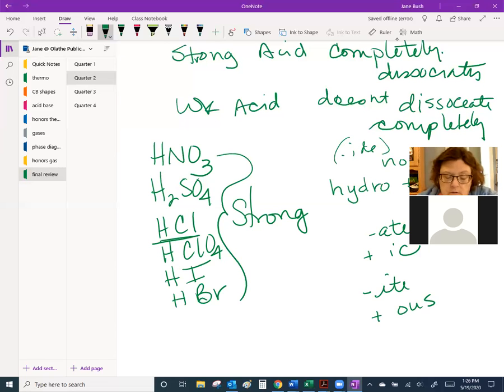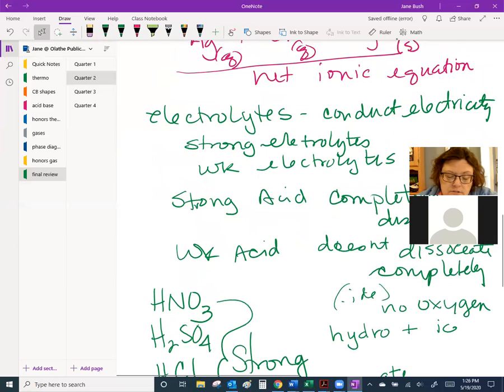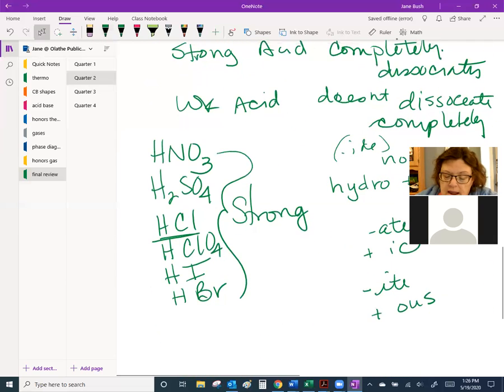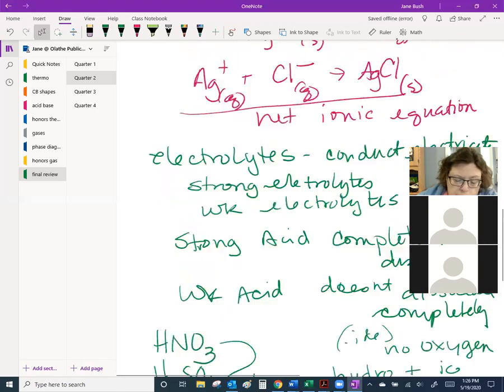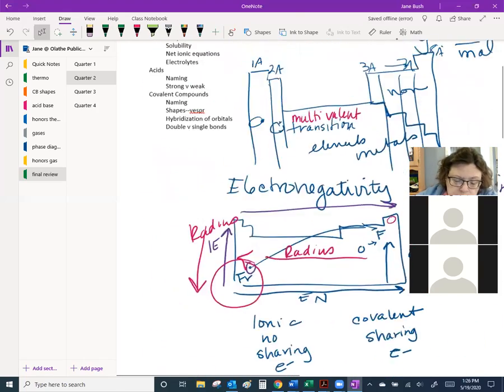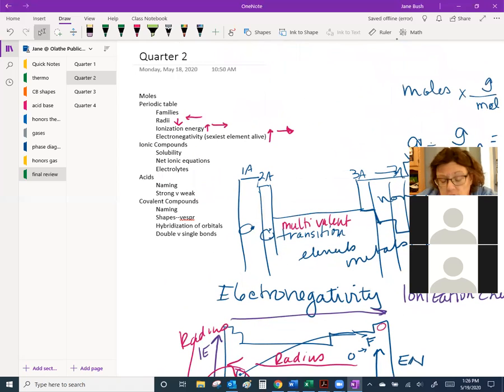Okay, so questions about electrolytes and acids? Nobody? Okay. Will we have to name the acids? No, I don't think there was an acid naming, but you have to know which is a strong acid and which isn't. Okay. All right. I will double check that and make sure, and if you do have to name it, I'll let you know. But I don't think there was a naming one in there.